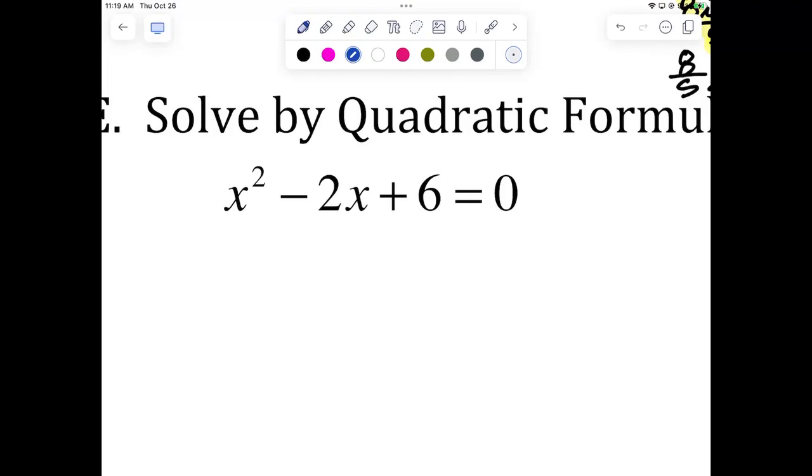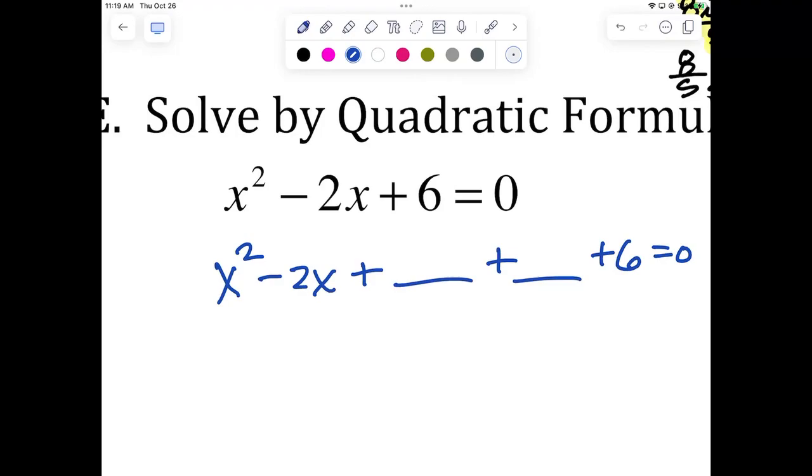All right, so to complete the square, the way I teach you is to do it all on the same side. So we already got the coefficient of x squared to be 1. That's good. So x squared minus 2x plus something plus 6 equals 0. Half then square, half then square, half then square. What's half of negative 2? Negative 1. But what's negative 1 squared? Positive 1. And if that's a positive 1, what does the next blank have to be?